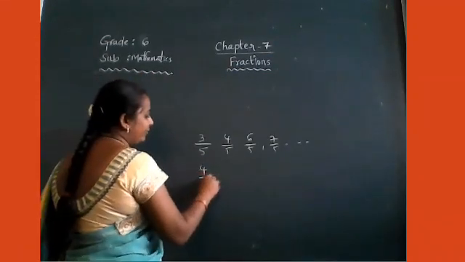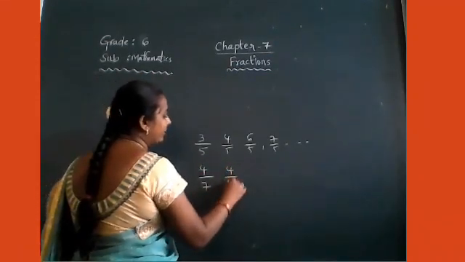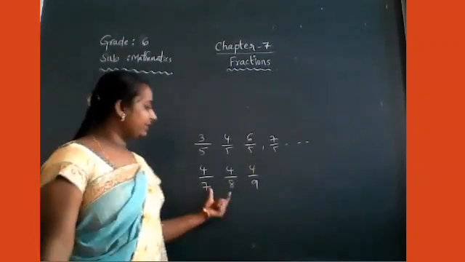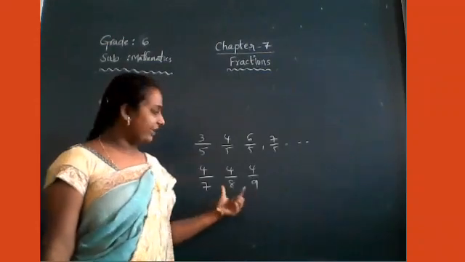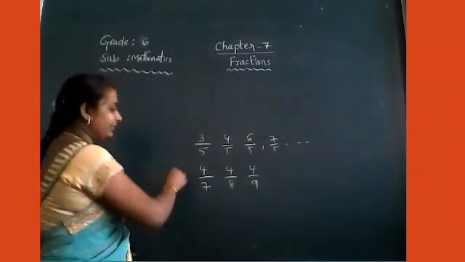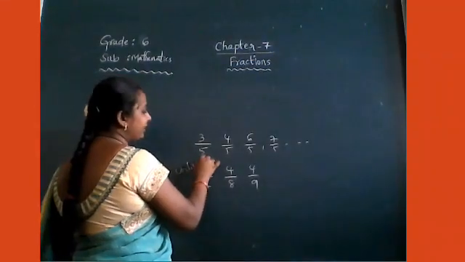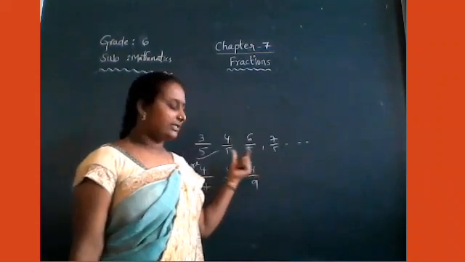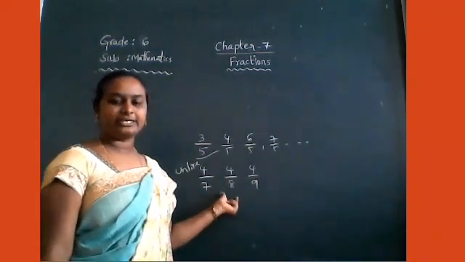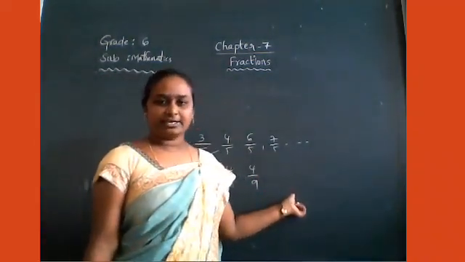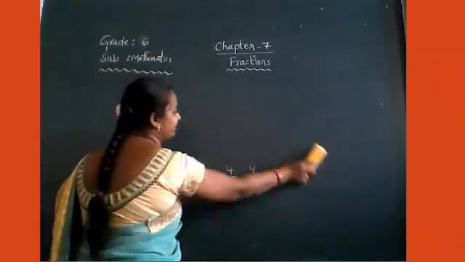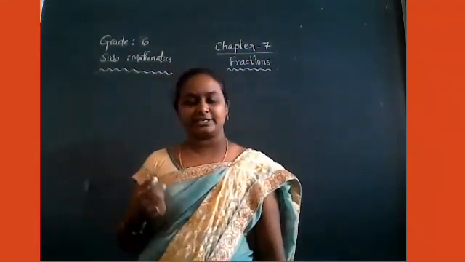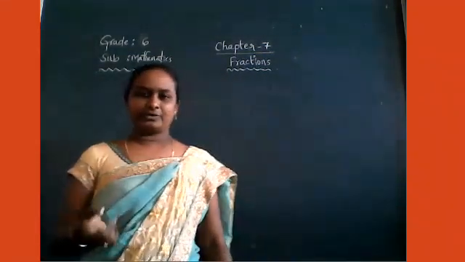Suppose 4 by 7, 4 by 8, 4 by 9. If the fractions have different denominators, such fractions are called unlike fractions. Fractions having the same denominators are called like fractions. Fractions having different denominators are called unlike fractions. Right. Okay children. So how to compare like fractions and unlike fractions, you know very well.